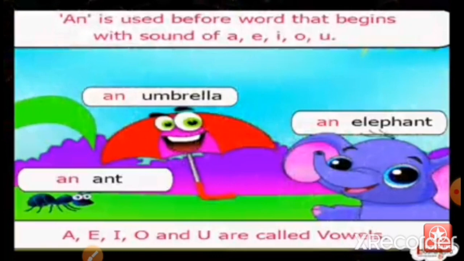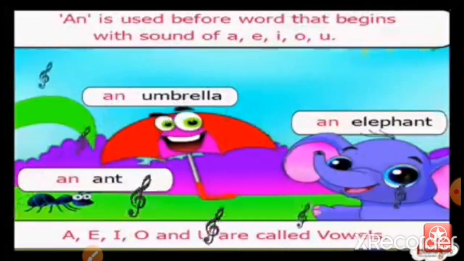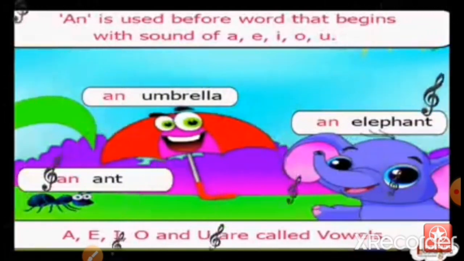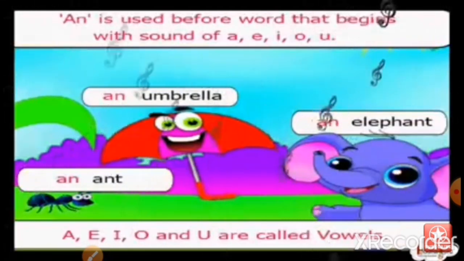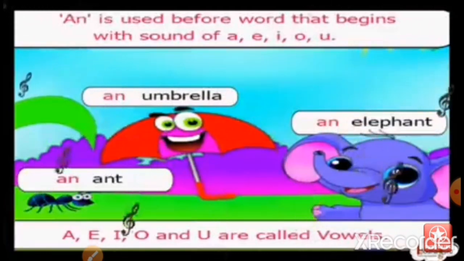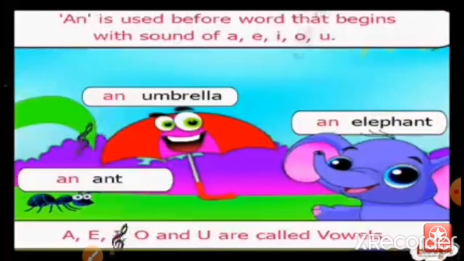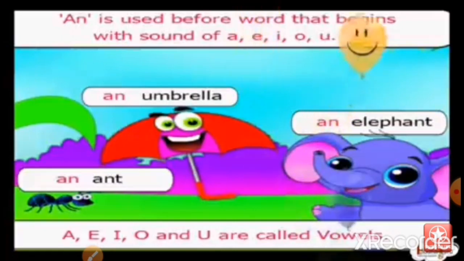An is used before a word that begins with the sound of A, E, I, O, U. Children, these are the 5 vowels you know very well because you have learned them from nursery itself. An umbrella, an elephant, an ant. In the previous class also you have learned these articles. So A, E, I, O and U are called vowels. These are the 5 vowels in English.